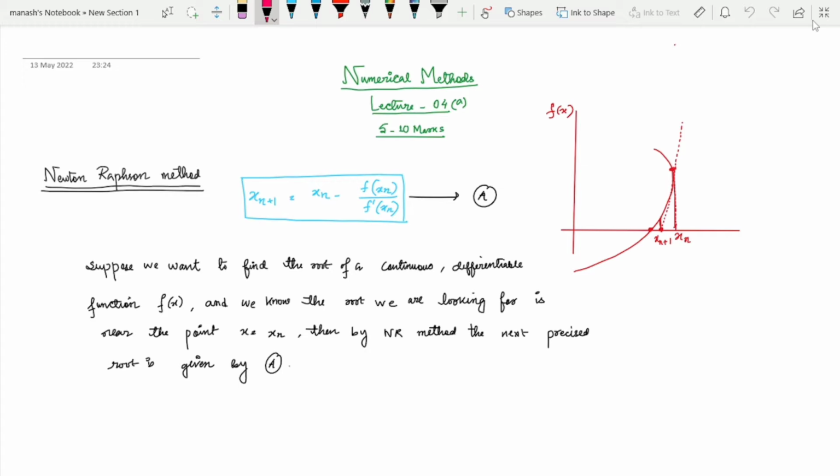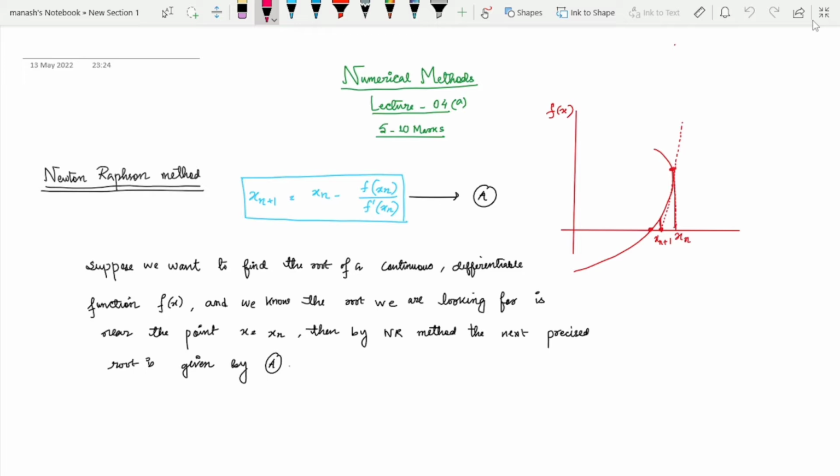It is lecture 4 and it is on numerical methods. This is part A of the lecture, where I will be discussing the Newton-Raphson method. Numerical methods is one of the most important sections from mathematical physics, where people usually leave this topic, but on an average 5 to 10 marks generally come from the numerical methods section.